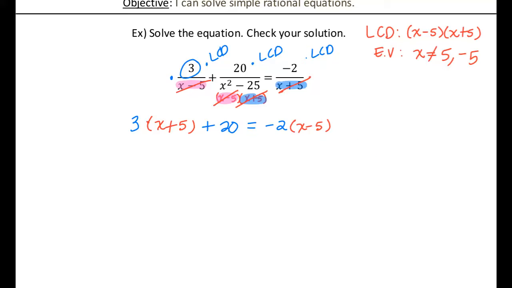So one more time, basically what I'm doing is taking the top number times the LCD, but whatever is not in the denominator. So x minus 5 was in my first fraction, so I'm doing 3 times the other one that's not in the denominator. The second one, both of them cancel. And on the last one, the x plus 5 cancels, so I'm taking the top number times the other one that's not in the denominator.